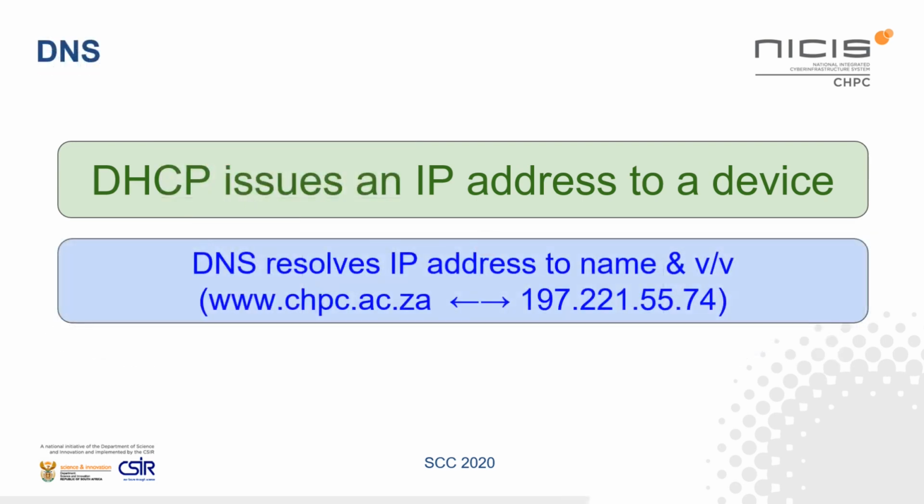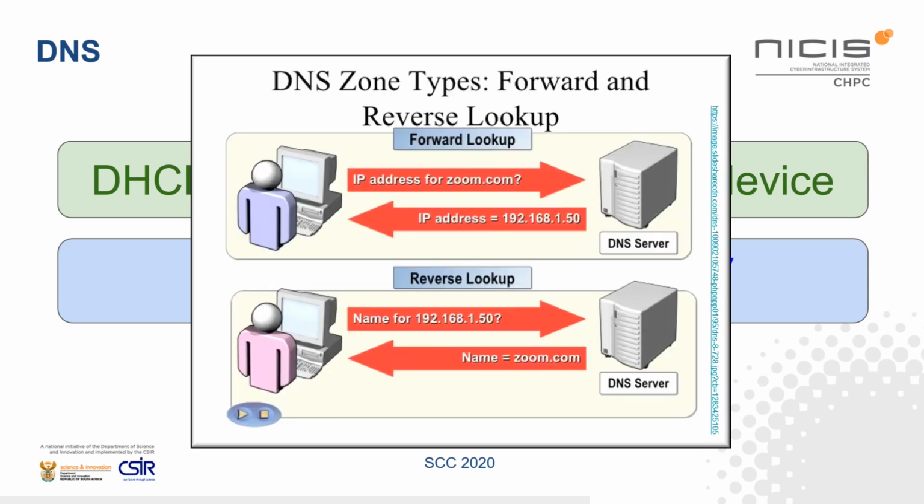A DNS or domain name server is used to take words and resolve them to the unique internet IP addresses that computers use to identify servers. For instance, 1.1.1.1 or 8.8.8.8 are IP addresses for some very popular global domain name servers that have a register of internet names and their associated IP addresses. DNSs exist to help humans to remember addresses more easily. You will find it's much easier for you to type in www.chpc.ac.za instead of 197.221.55.74. A DNS's job is simply to take the words and convert them into the IP address equivalent.